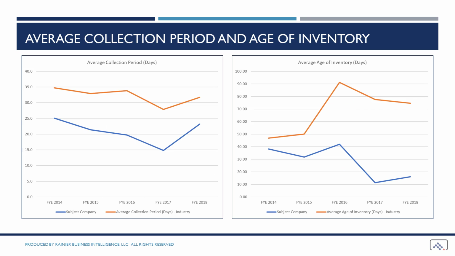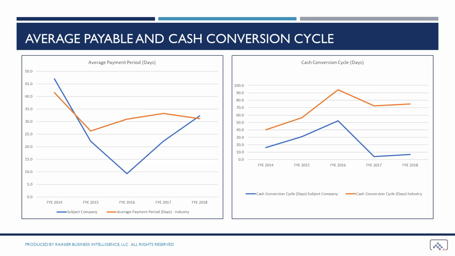Average collection period indicates the average amount of time needed to collect accounts receivable. Average age of inventory measures the average number of days sales in inventory. The average payment period shows the average amount of time needed to pay accounts payable. The cash conversion cycle indicates the amount of time a firm's resources are tied up to then generate cash.